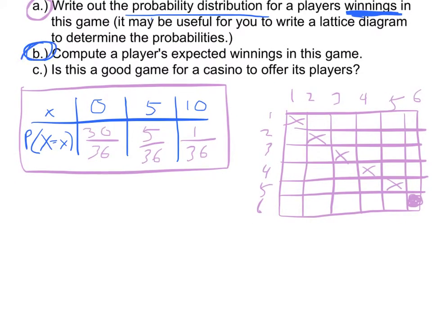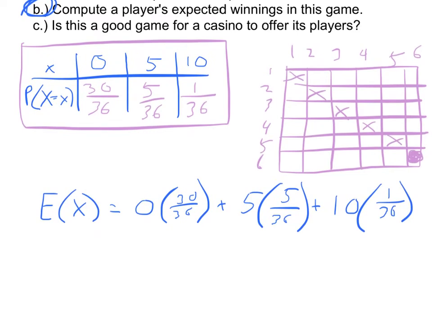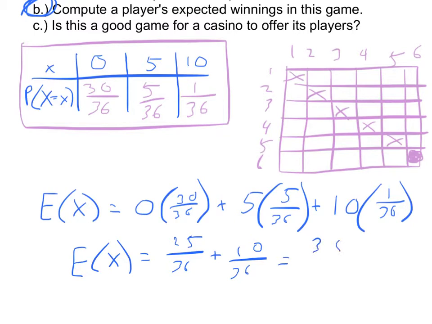Okay. So for question B, the player's winnings, we multiply. We would do E of X because I called the event X up here. So E of X is 0 times 30 out of 36. It's not really necessary that you write that one down because it's 0, but I'm going to do it anyway. Plus 5 times 5 out of 36. Plus 10 times 1 out of 36. And if I add all those things together, I will end up getting the expectation to be, let's see here, this is 25 out of 36 plus 10 out of 36, which is 35 out of 36. That is the expectation of the winnings in this game.